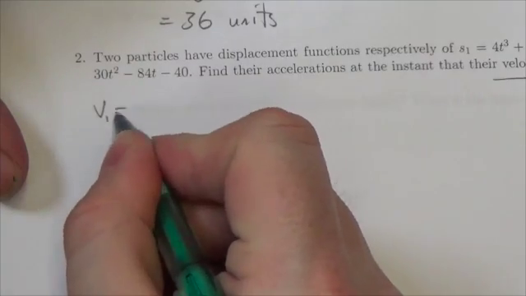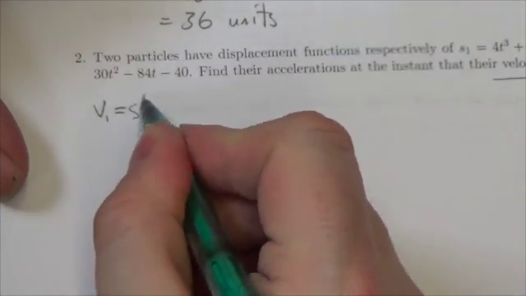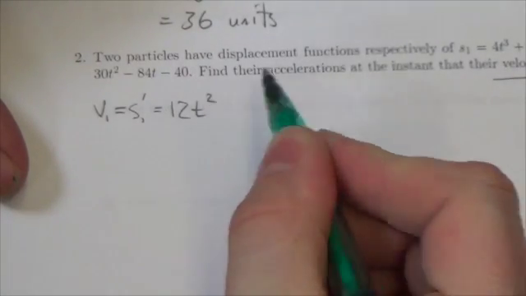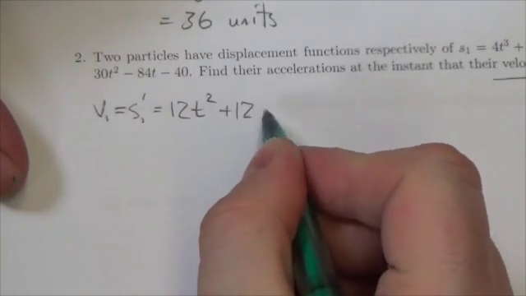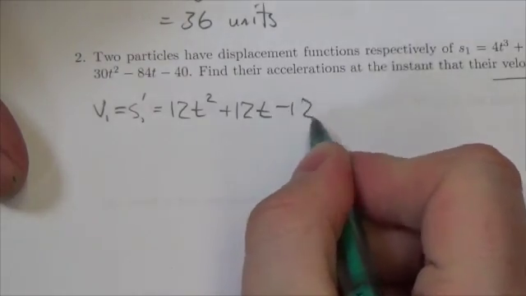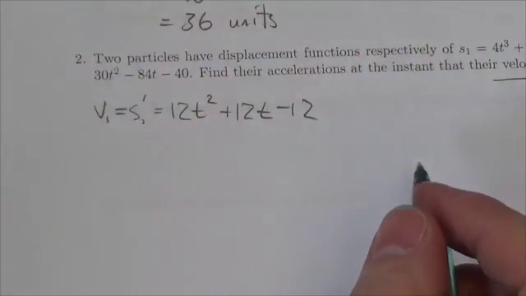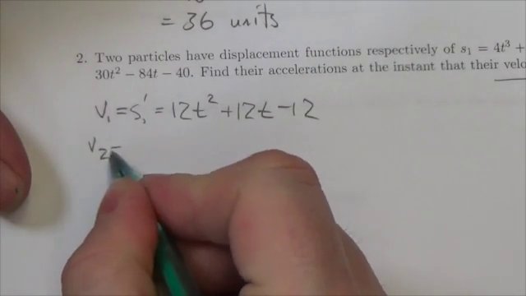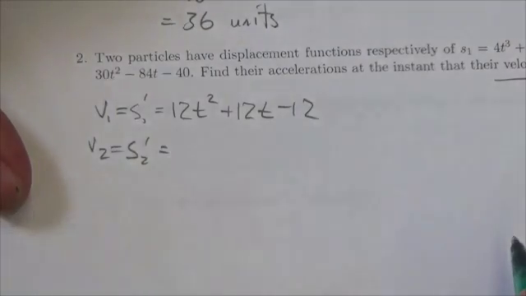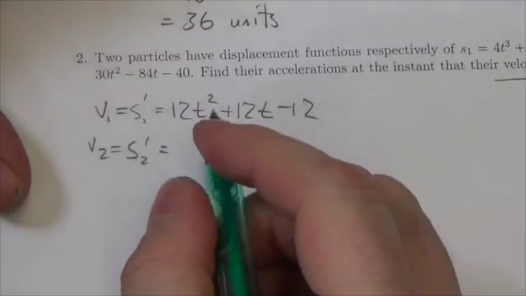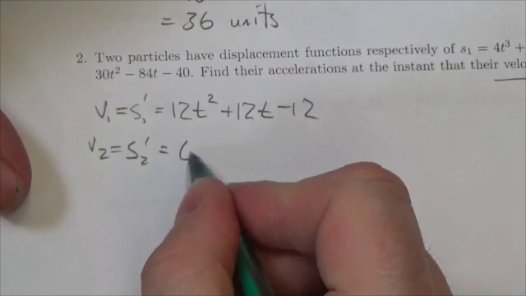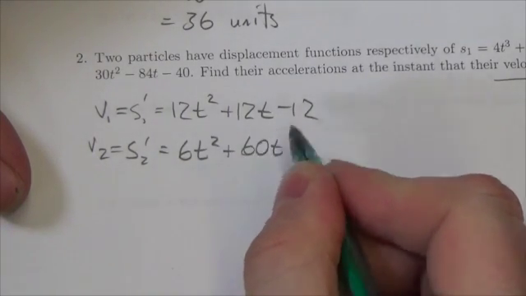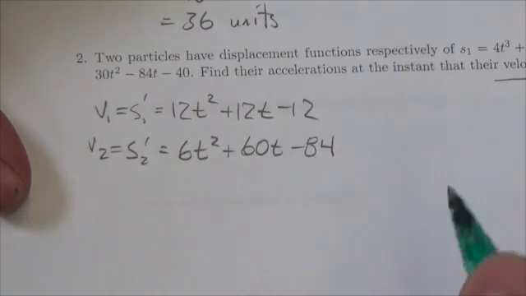So v1 is going to be the derivative of the first displacement function, which in this case will be 12t squared plus 12t minus 12. Well, that's kind of nice. A whole bunch of 12s there. The second velocity function will be the derivative of the second displacement function, and when I take a look at that, it'll be 6t squared plus 60t minus 84.